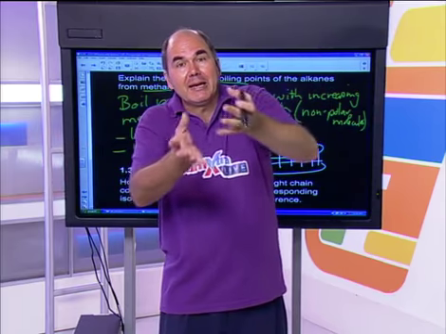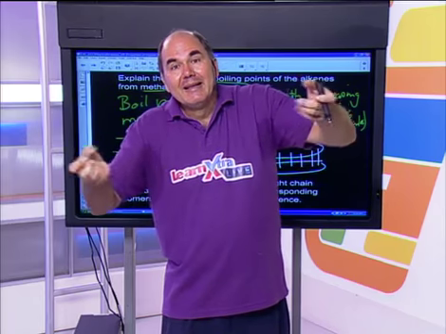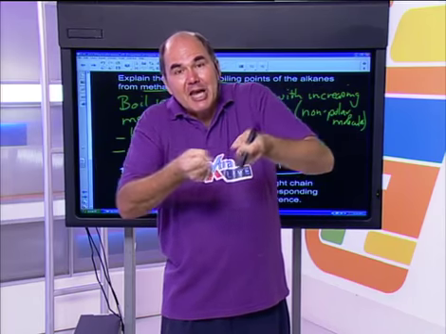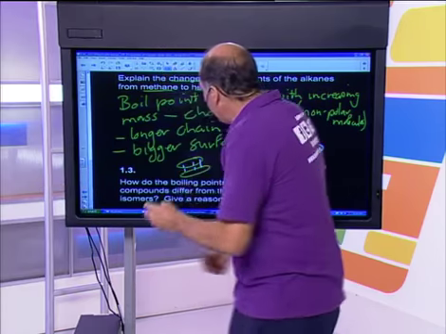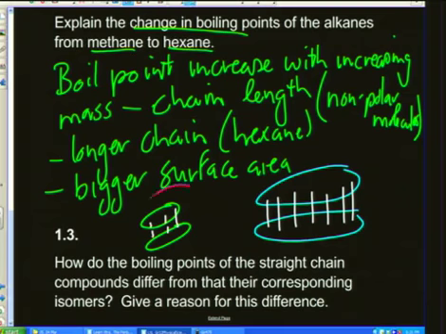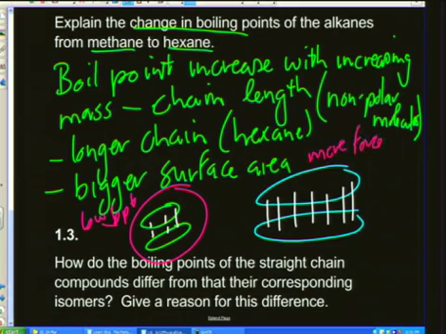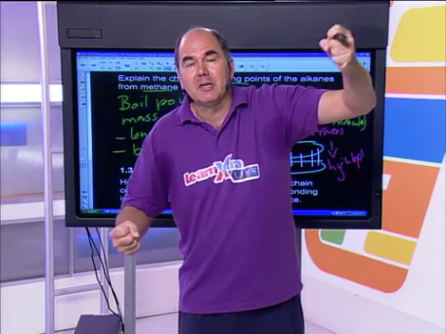They are relatively weak. They're an example of London forces. They're temporary dipoles. And that's why, with the boiling points, it doesn't take much energy to break them apart when they're little. When there's only a small number, short chain, low energy, low boiling points. Bigger chain, longer, more forces, higher boiling point. Why is the boiling point higher? Well, you've got to put more energy in to get these molecules to break apart from each other.